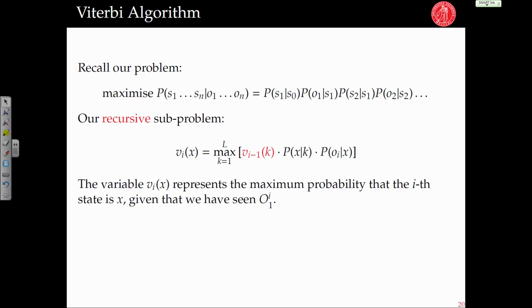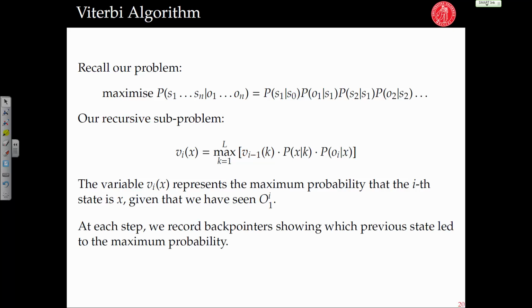V i minus 1 of k, k being any possible state, so it goes from 1 to L. L in the ice cream example is just 2, hot or cold, and we have the transition probability and the emission probability.